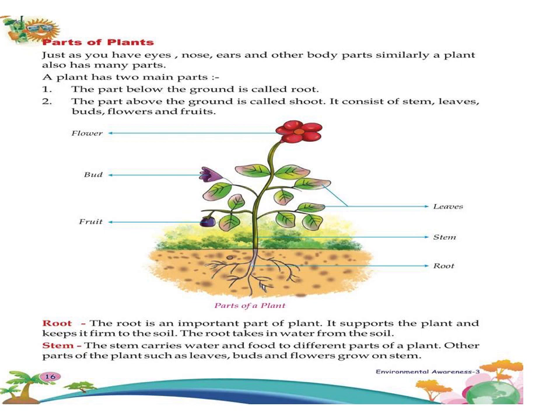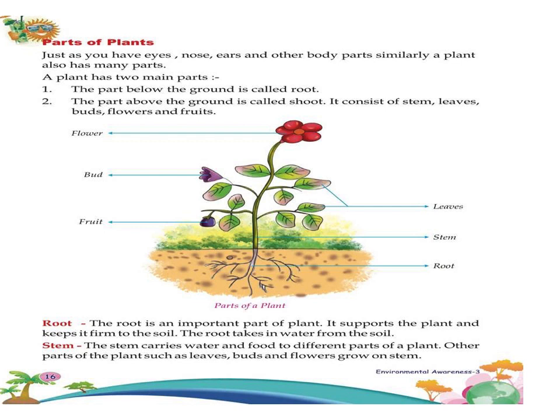Parts of plant. Just as you have eyes, nose, ears, and other body parts, similarly, a plant also has many parts. A plant has two main parts. First one is the part below the ground, which is called root. Second, the part above the ground is called a shoot. It consists of stem, leaves, buds, flowers, and fruits.